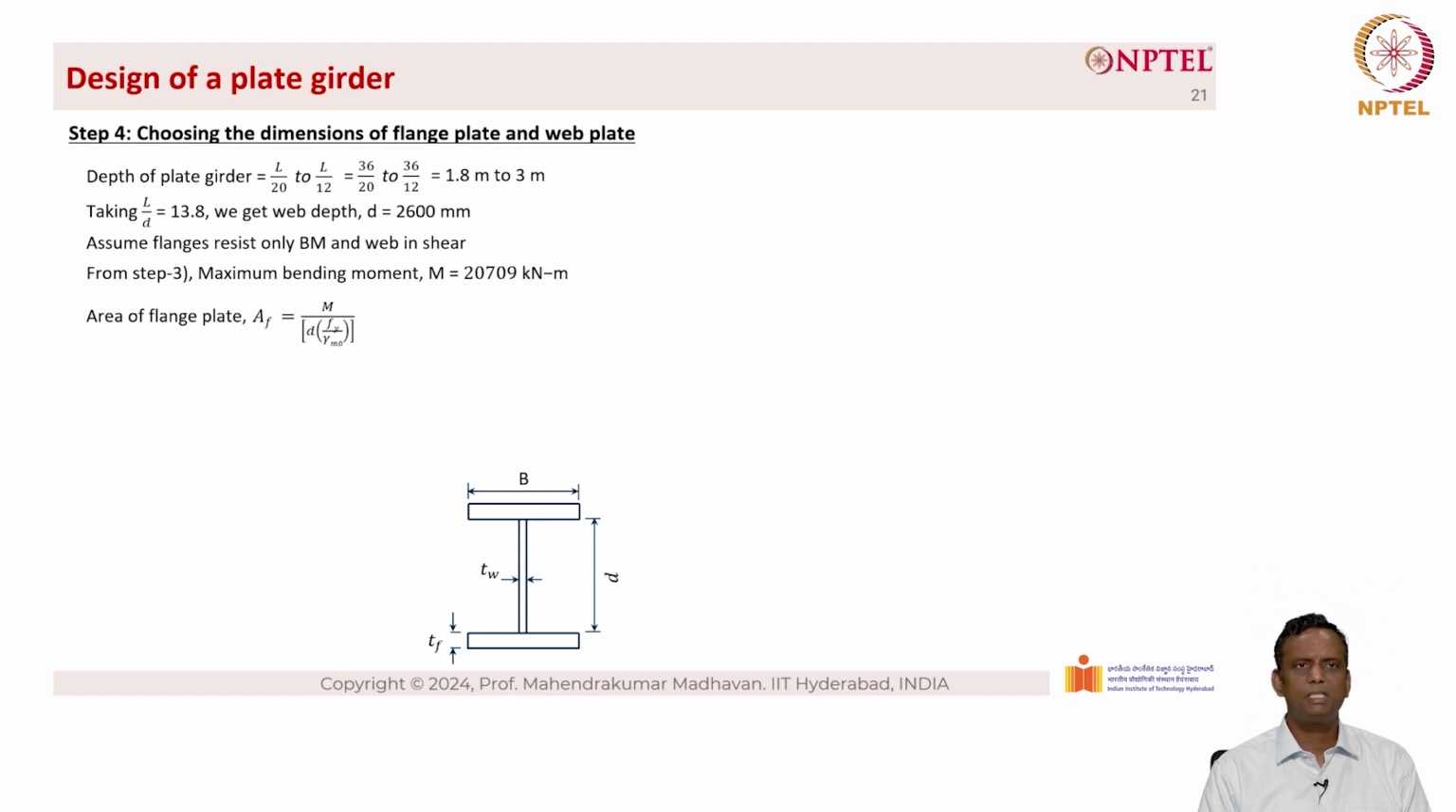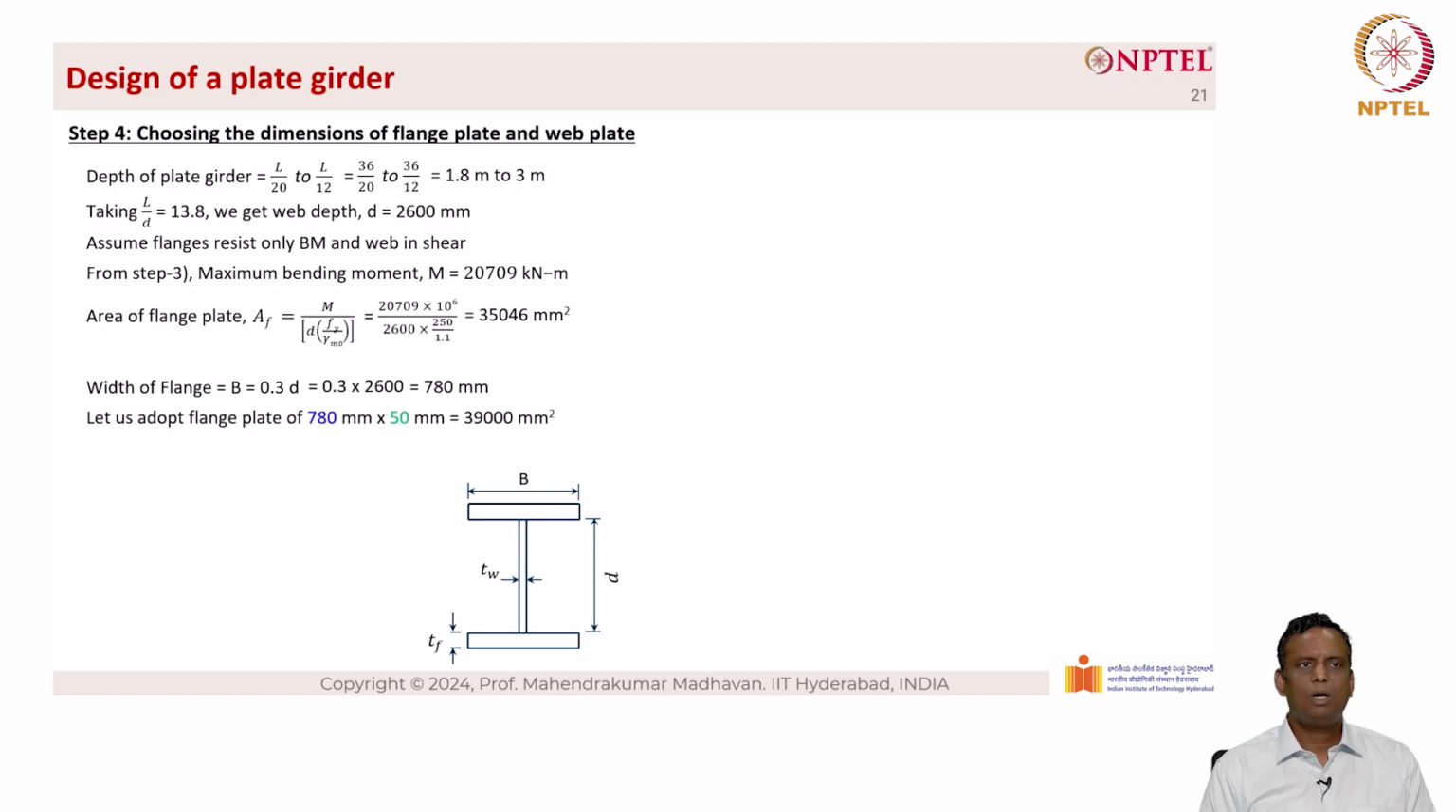Area of the flange plate A sub F is given as A sub F equal to M divided by D into Fy by gamma m naught. So 20709 into 10 power 6 divided by 2600 into 250 by 1.1. We get a value of 35046 millimeter square. The area of the flange is 35046 millimeter square. The width of the flange is taken as 0.3 D. So 0.3 into 2600 is 780 mm. So now let's adopt a flange plate of 780 mm into 50 mm.